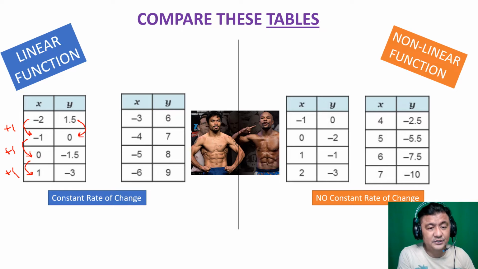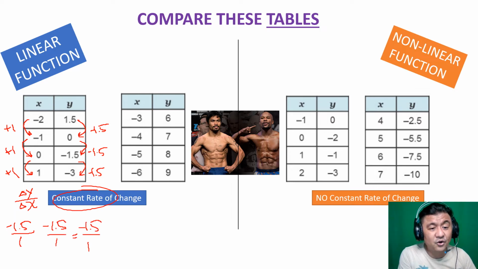Okay, how about here? 1.5 to 0, it got lesser, so minus 1.5. Here, it got farther again, minus 1.5. Going farther again, minus 1.5. Check it out. When you make a rate of change, you're comparing the change in the y over the change in the x. Negative 1.5 over 1. The other one is negative 1.5 over 1. The other one is negative 1.5 over 1. They are always the same. So constant rate of change, I don't need to graph it. I am very sure it is going to be a line.